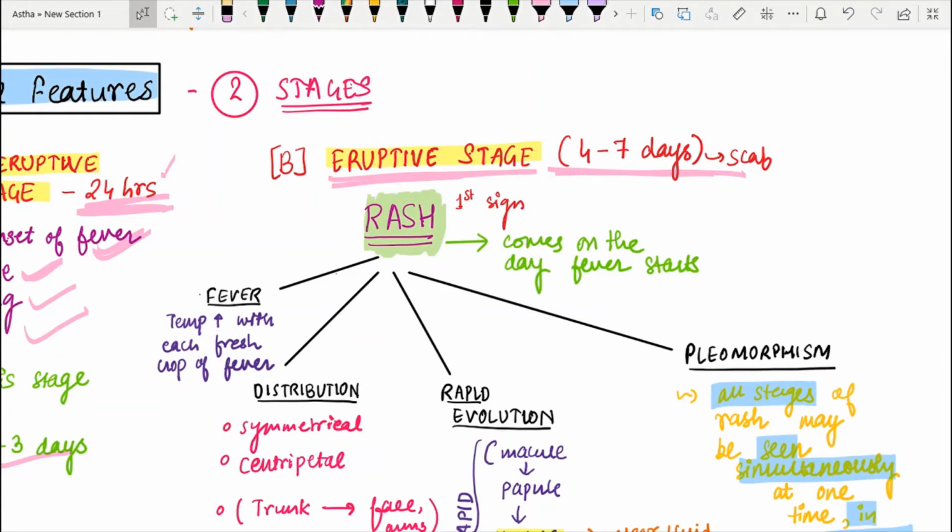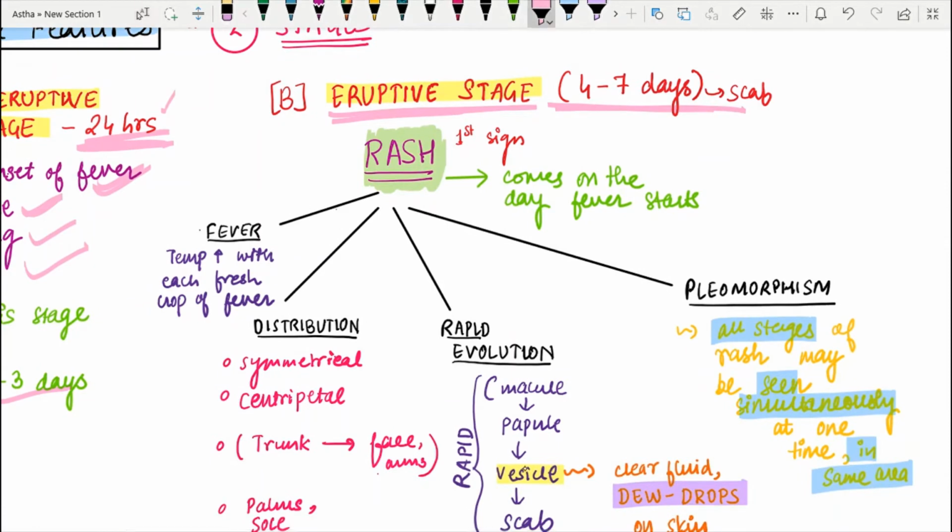After that comes the most important thing, that is your eruptive stage, which lasts for about 4 to 7 days. The first sign of this eruptive stage is the rash, and the rash comes on the day fever starts. Every fresh crop of the rash is accompanied by fever, whereas in smallpox, if you remember, once the fever subsides, after that the rash will come. Temperature will increase with each fresh crop of the rash.